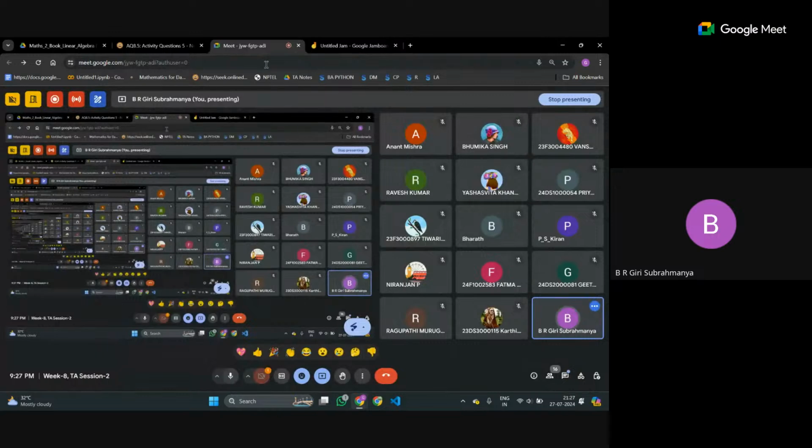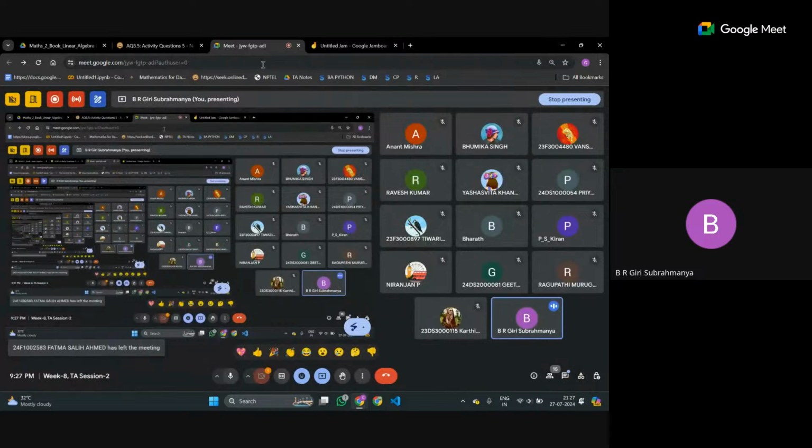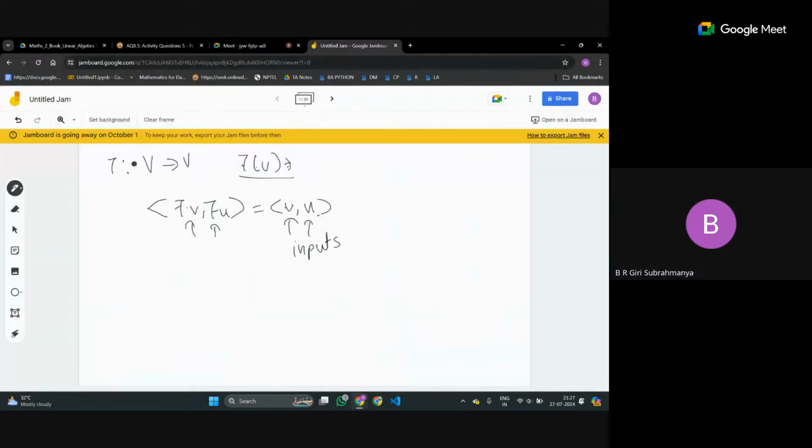So the basic thing is clear, right? There's a vector space for the domain, and the same vector space is for the codomain. You're going to have a linear transformation T from domain to codomain. Basically both are the same vector spaces. Now the inputs are V and U, some V and U from this vector space. The inner product between V and U, if it is equal to the inner product of their corresponding outputs. V is the input, the corresponding output is TV. U is the input, the corresponding output is TU.